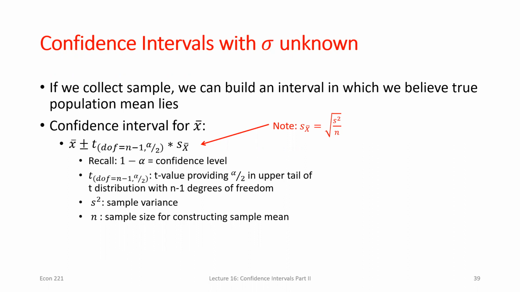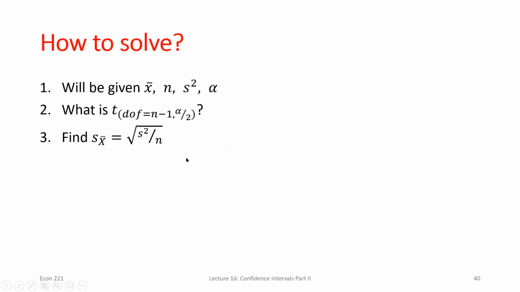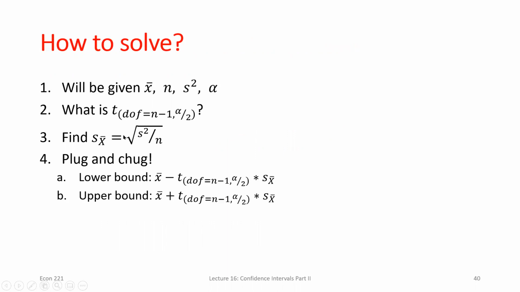But prior to the numbers getting plugged in, the only thing that's really changed is I need to use that student t distribution now. And if I do this intermediate calculation to find the standard deviation of my sample means, I'm using a sample variance instead of a known population variance.